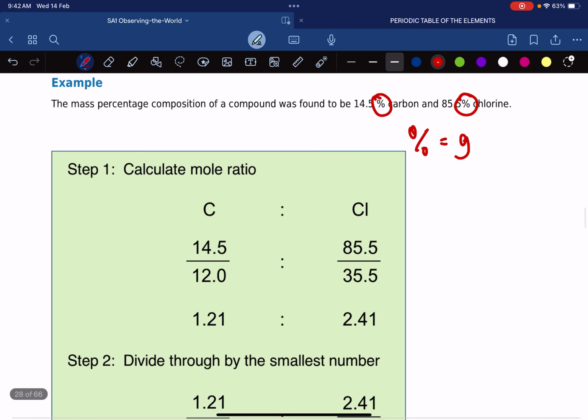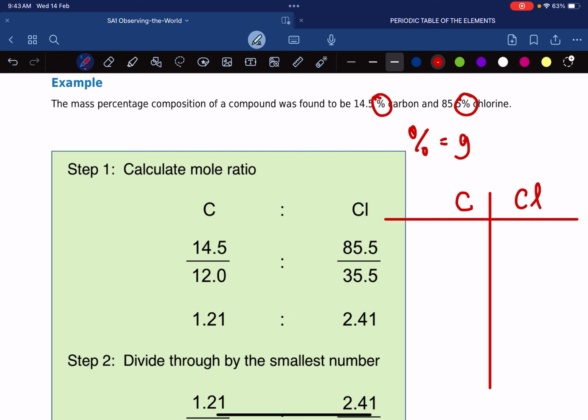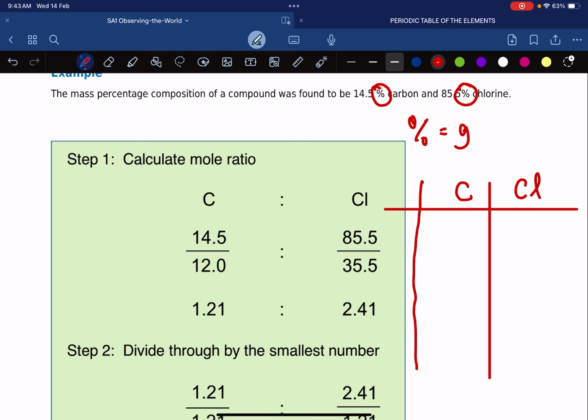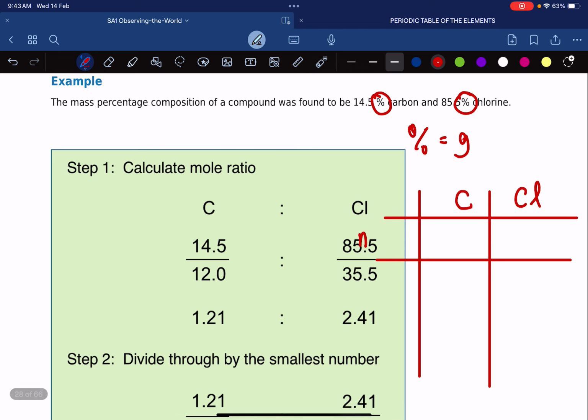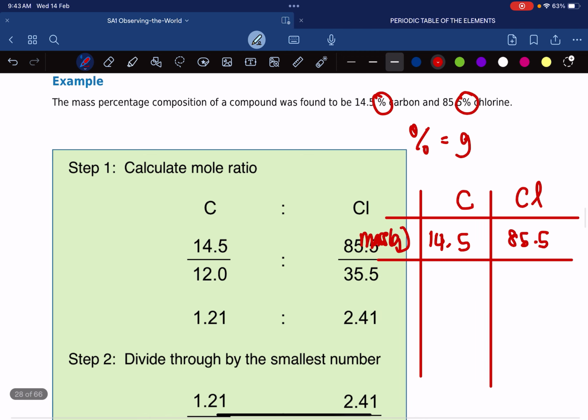So what you're going to do is calculate the mole ratio first. The first thing here is mass. What I prefer to do is draw a straight line, with carbon and then chlorine, and then we draw one more line here and one line across. Since there are 2 elements, in the first row we put mass in grams. So we put here 14.5, and then 85.5. We don't have to put gram into these because we already wrote gram outside here.